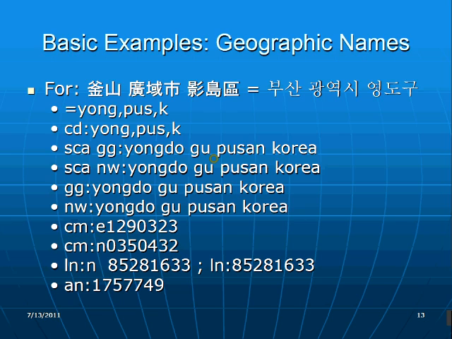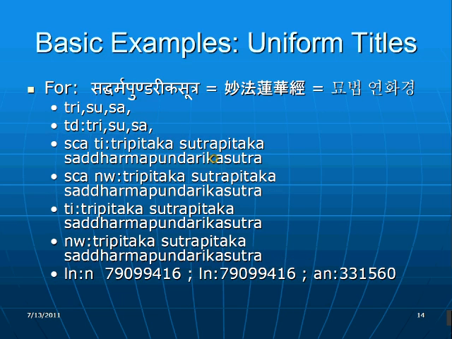For geographic names, an example is this city section inside Busan, Korea. Some command possibilities include equal yong, comma, pus, comma, k, or cd colon yong, comma, pus, comma, k. For browsing, gg colon yong dogu, Busan, Korea, or nw colon yong dogu, Busan, Korea. For keywords such, gg colon yong dogu, Busan, Korea, or nw colon yong dogu, Busan, Korea. Coordinates may also be searched by cm colon. So CM colon E 12903 23 for the longitude, or CM colon N 035 04 32 for the latitude. LCCN and OCLC authority record number searches are in the same manner as with personal corporate conference names.